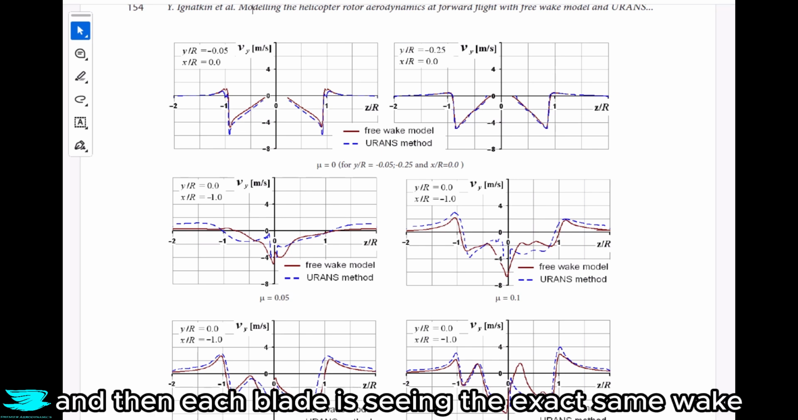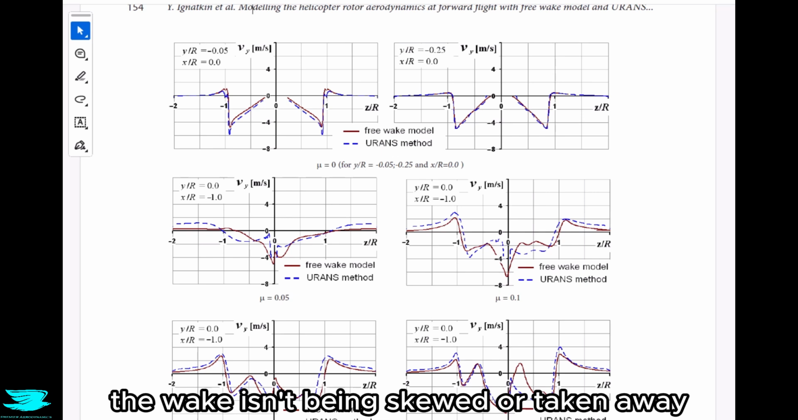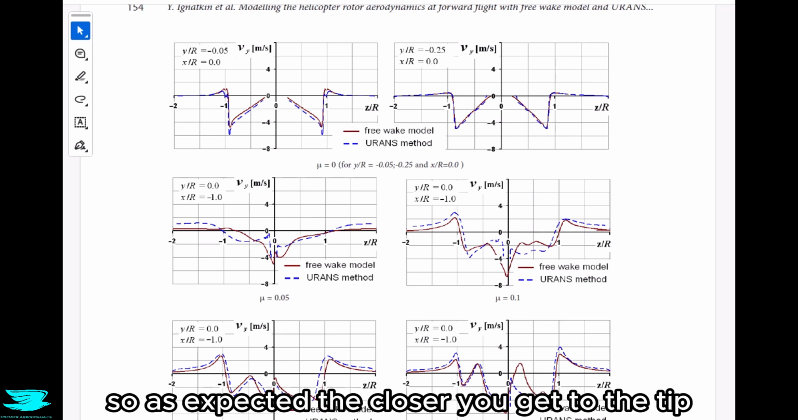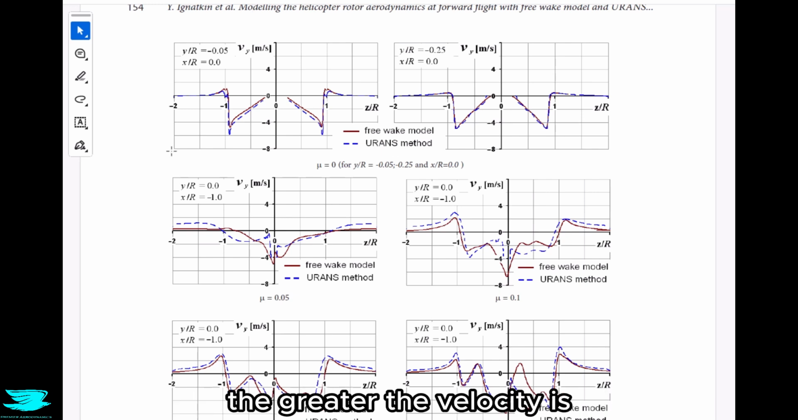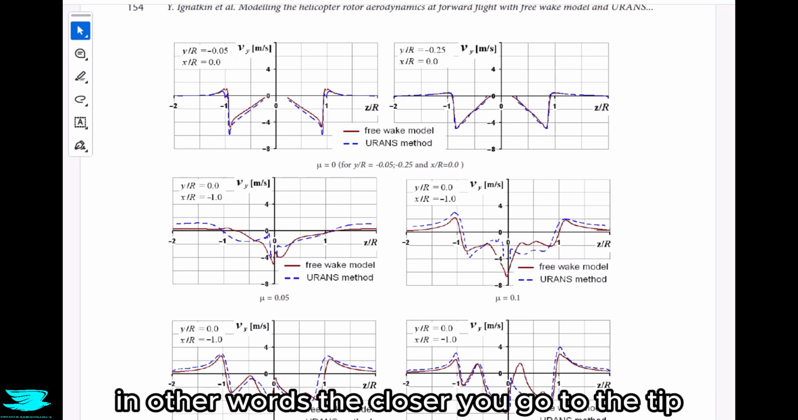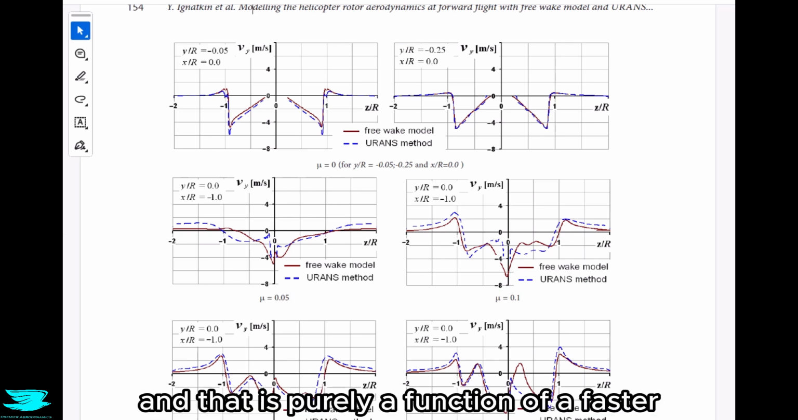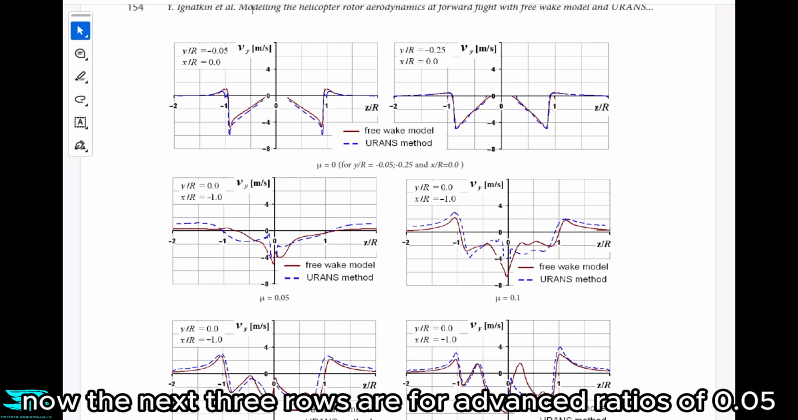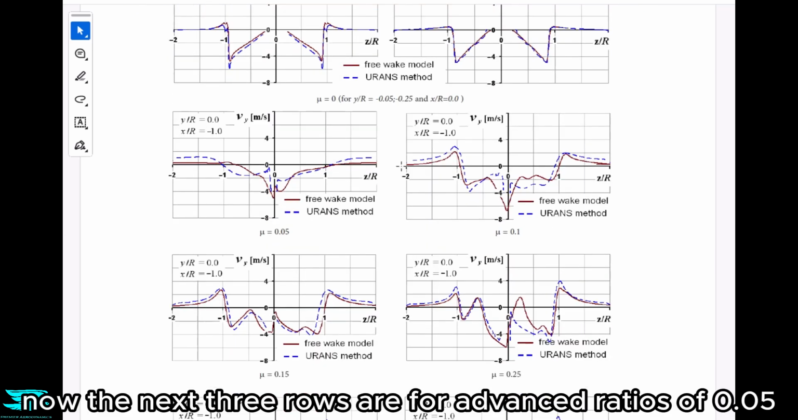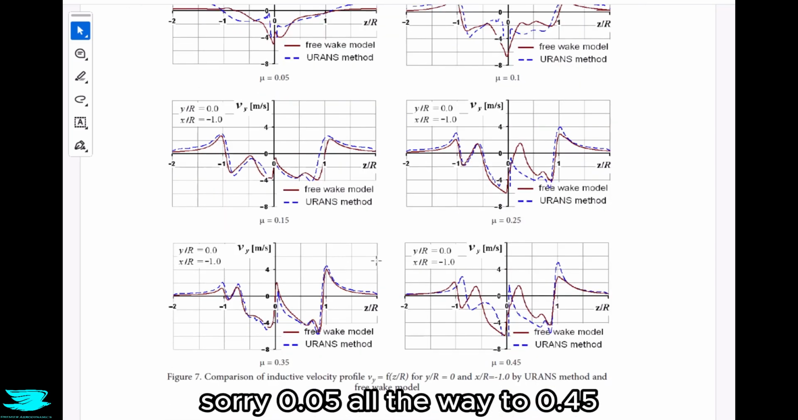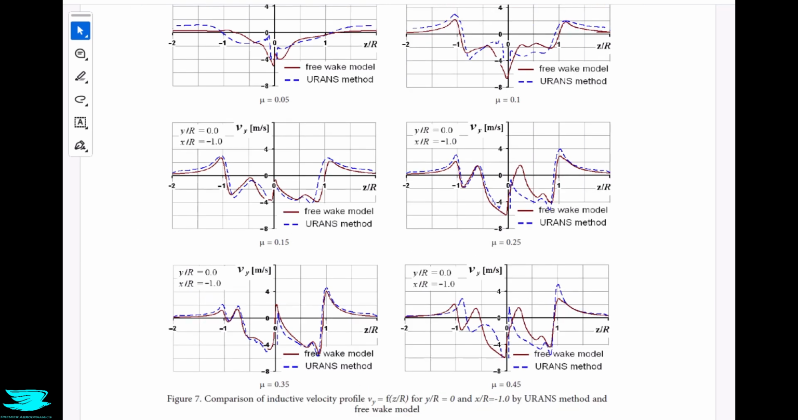And then each blade is seeing the exact same wake because effectively the wake isn't being skewed or taken away by the free stream flow. So as expected, the closer you get to the tip, the greater the vertical velocity is. In other words, the closer you go to the tip, more lift is produced. And that is purely a function of a faster relative velocity. Now the next three rows are for advance ratios of 0.05, 0.15, and 0.05 all the way to 0.45.